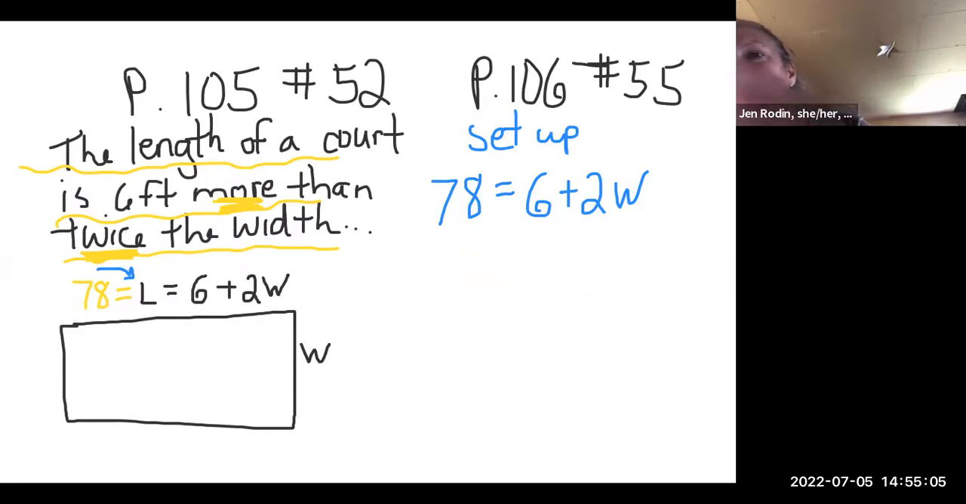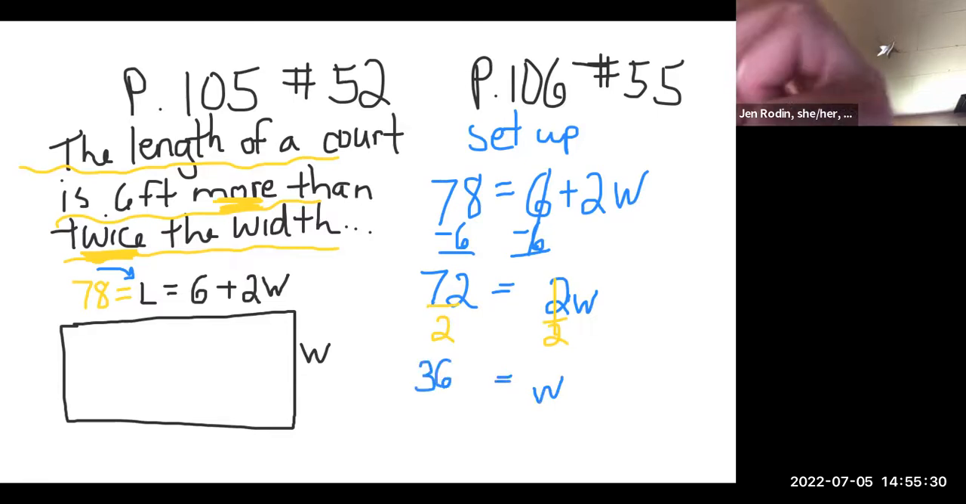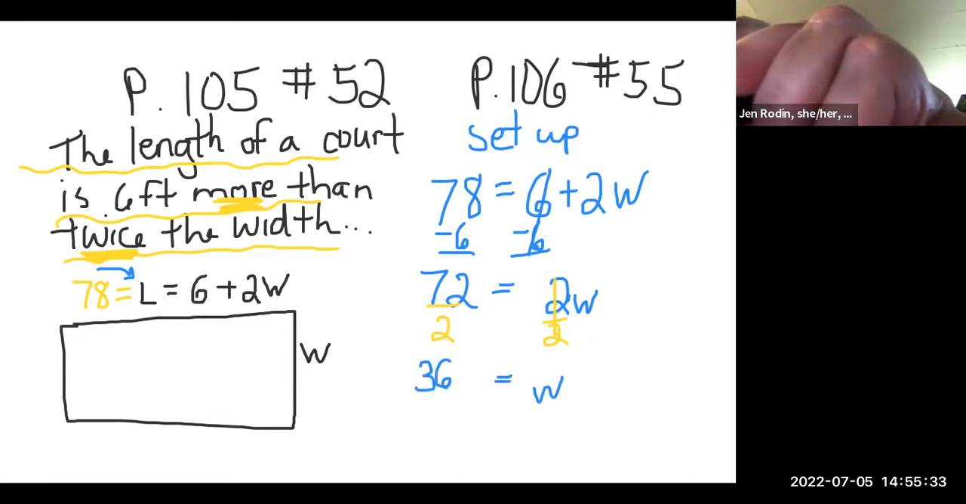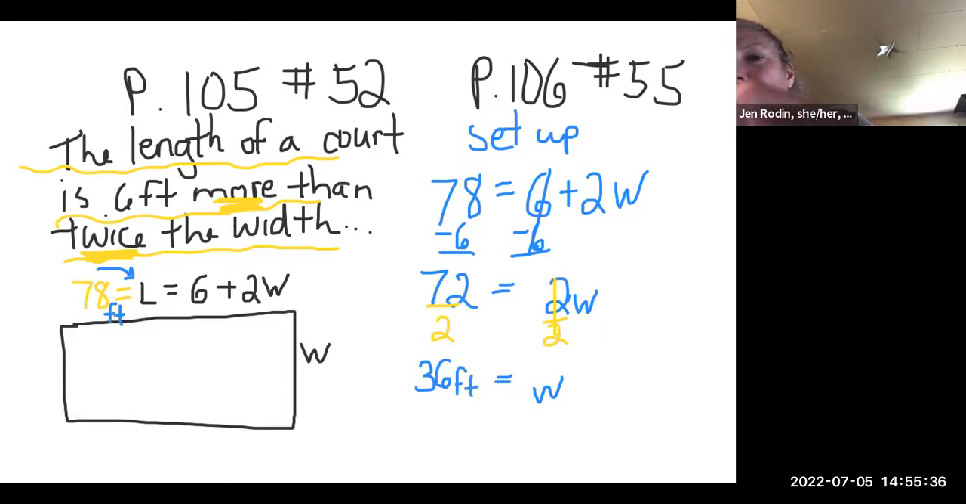It strengthens our brain. So let's take away 6 from both sides to get our constants together. 2w equals 72. And remember, that's 2 times w. So divide both sides by 2. And I didn't even talk about guesstimating. I'll say that in a second. And I forgot my label. So this would be feet. And then we always change it back to words. The width is 36 feet for this court.